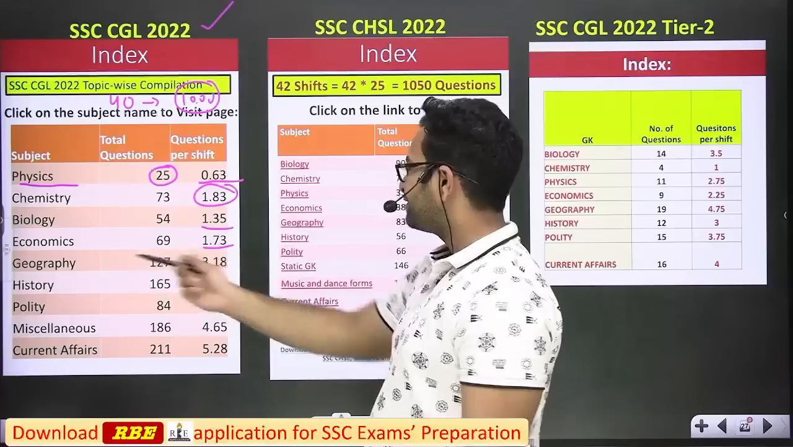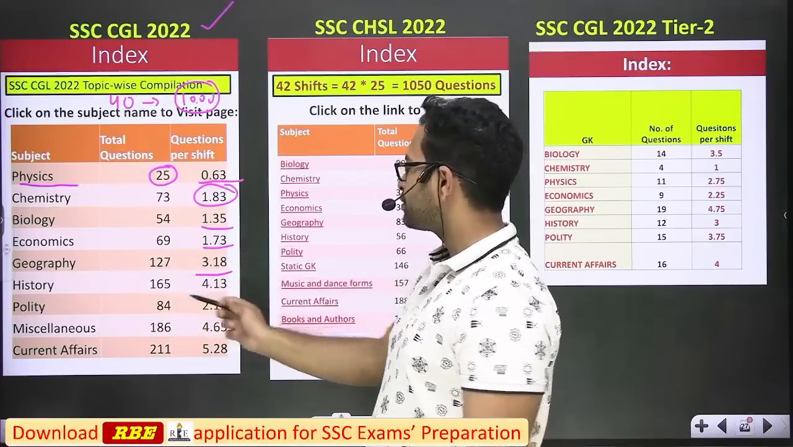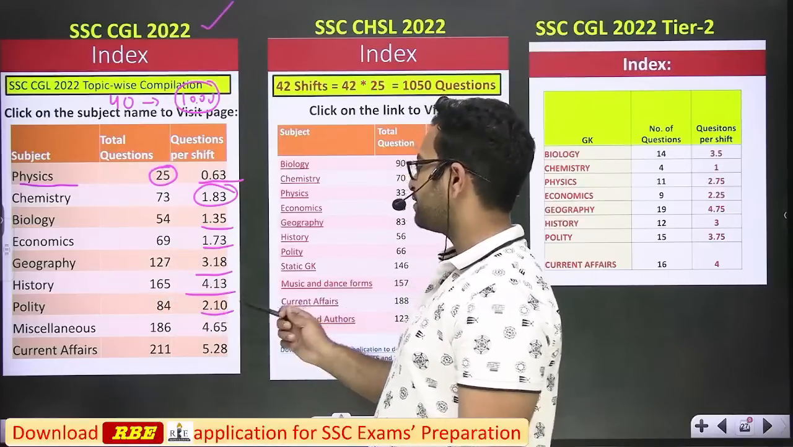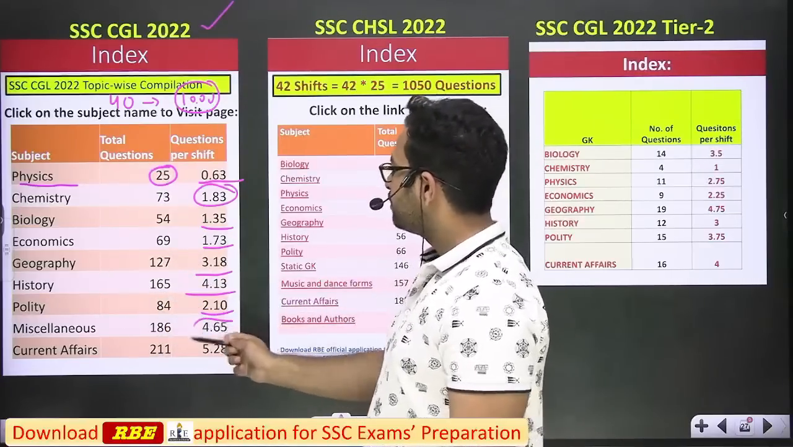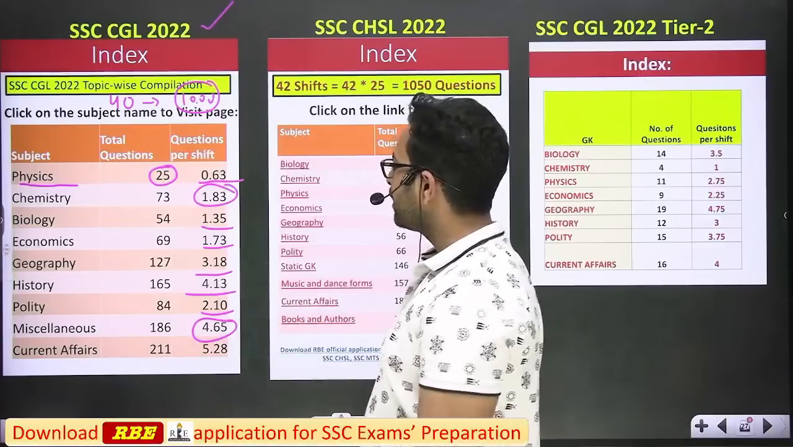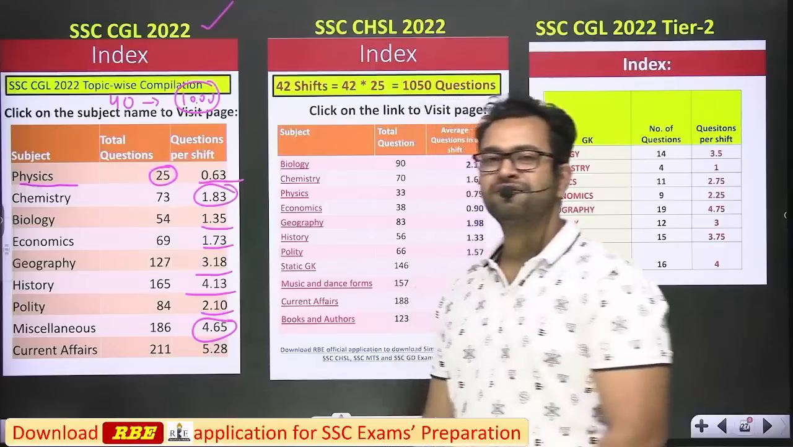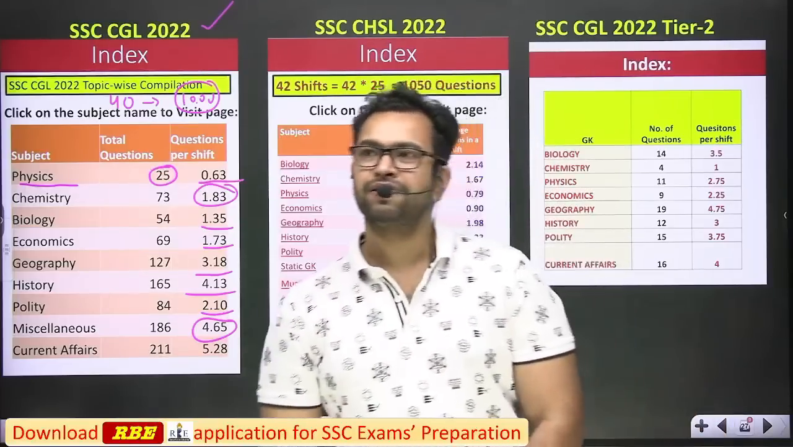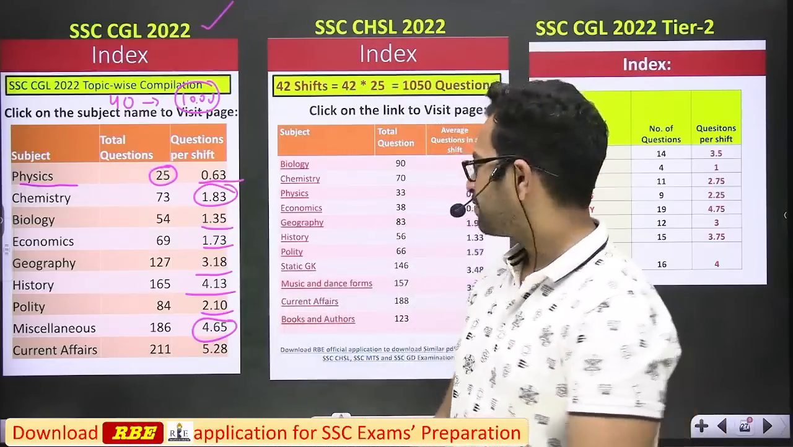Economics, around 2 questions in a shift. Geography, 3 questions in a shift. History, 4 questions in a shift. Polity, 2 questions in a shift. Miscellaneous, we have included books and authors, art and culture part, and other static part.